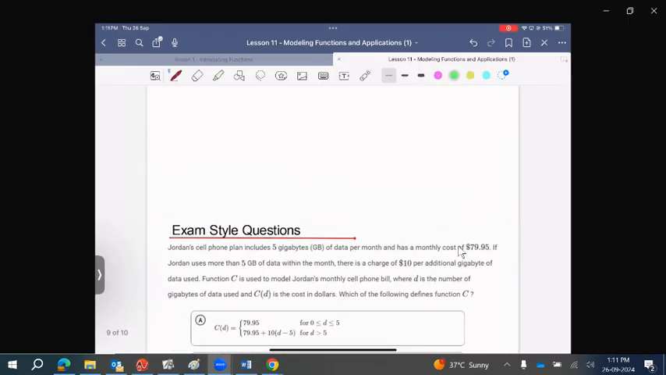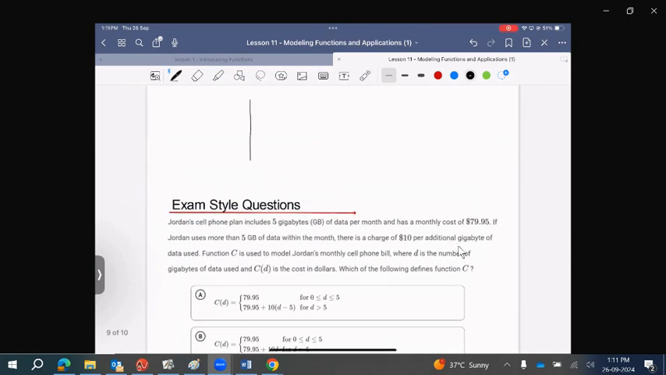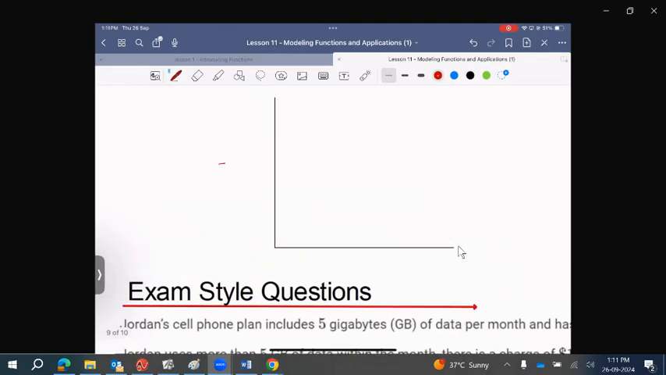Let's do a little sketch of how it's going to look to begin with. So it's going to look like this. It's going to be at $79.95 across to this point here. And this is the 5, 79.95. It's then going to go up like this and continue. And the slope of this line is going to equal 10.